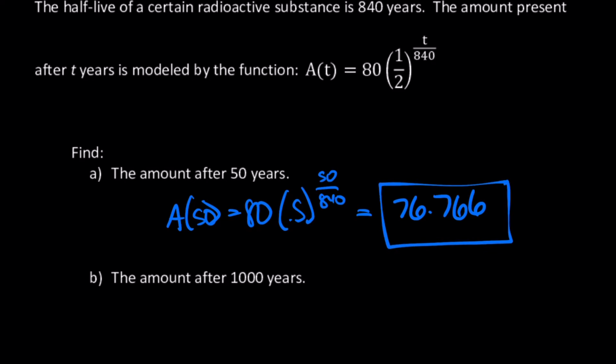Now, does this make sense? Let's think about it. The half-life is 840 years. That means in 840 years, half of this would remain. So that's 40. Well, 50 is a lot smaller than 840, so it shouldn't even be close to half of the substance. And it's not. This is a lot closer to 80 than it is 40, which makes sense because this time period is much smaller than the half-life of the substance.